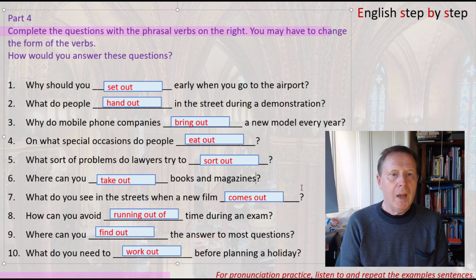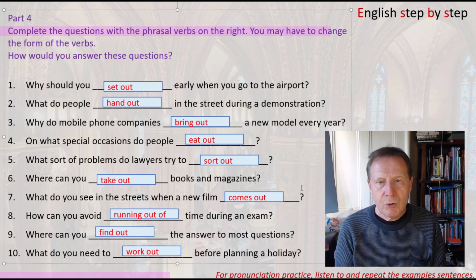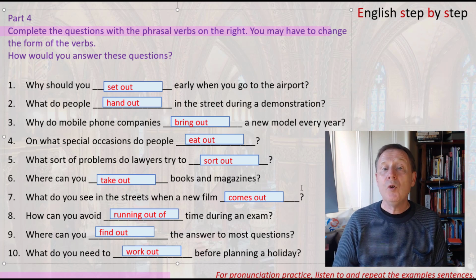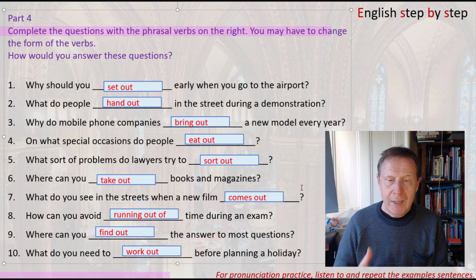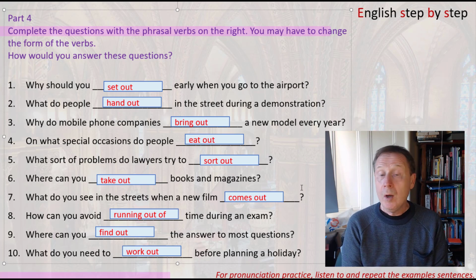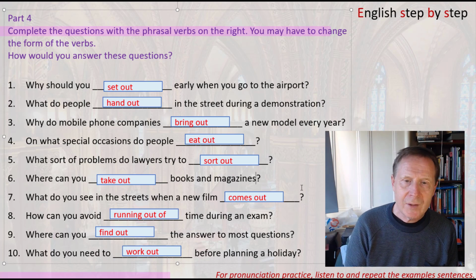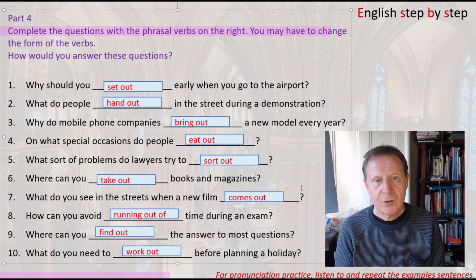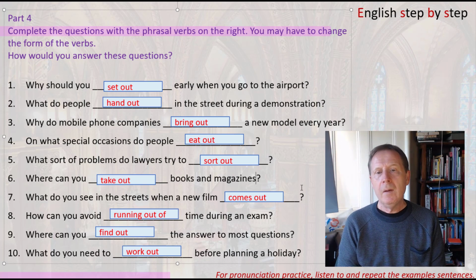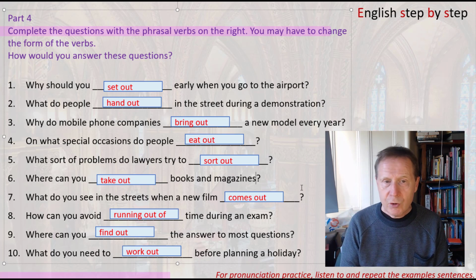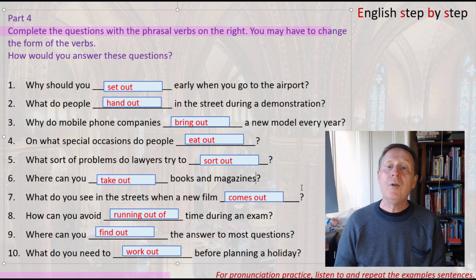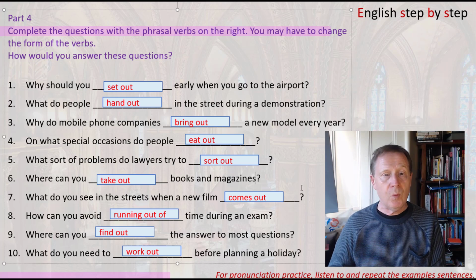Number 8. How can you avoid running out of time during an exam? Well, you make a plan at the beginning and you keep checking your watch to make sure you're following your plan. Number 9. Where can you find out the answer to most questions? Well, by using websites like Wikipedia and of course using Google or any search engine like that. Number 10. What do you need to work out before planning a holiday? Well, you need to work out your budget and you need to work out your schedule.